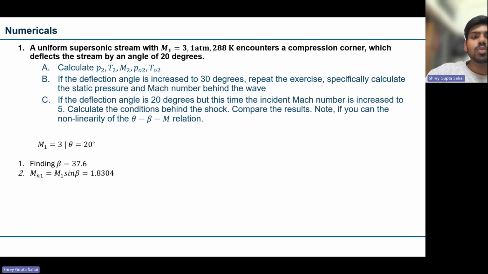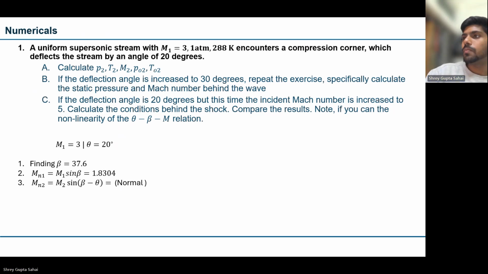Now we know this value. The next logical step is to use the normal shock relations to find Mn2. Mn2 has to be subsonic, note that. But M2 does not have to be subsonic. In fact, it will be supersonic. So as you will see, M2 sine of beta minus theta is Mn2, so we'll find it through normal shock relations. Okay, so we find this value.